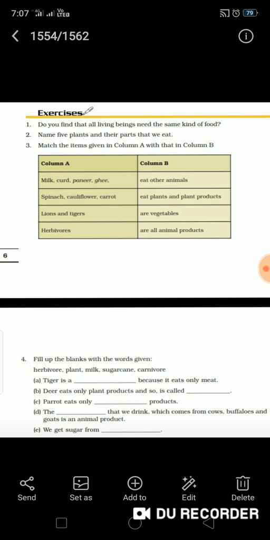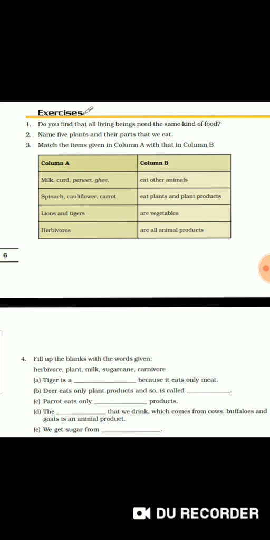So children, we have discussed the whole chapter in detail. If you have any doubts or queries, just put them in the comment box or drop a message personally to me. Just revise this chapter thoroughly. From tomorrow we'll start the new chapter, and before that, today I'll provide you one worksheet also that we have to solve.